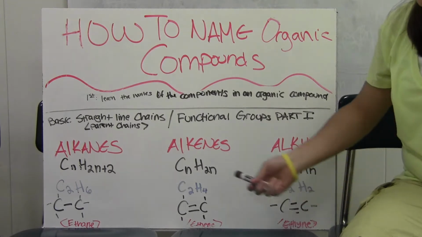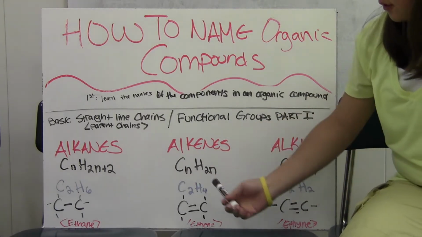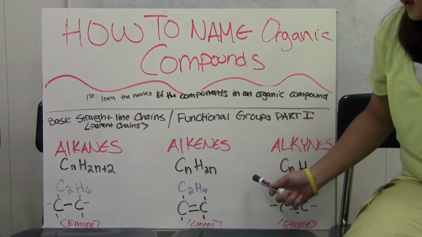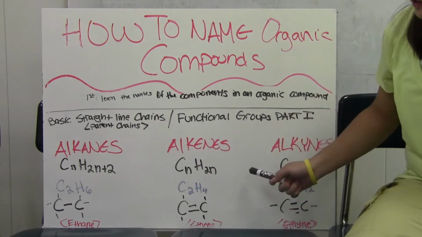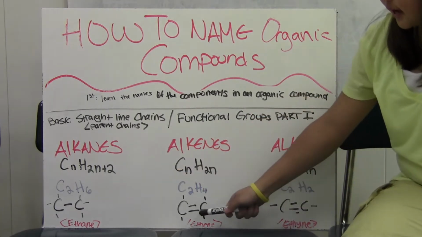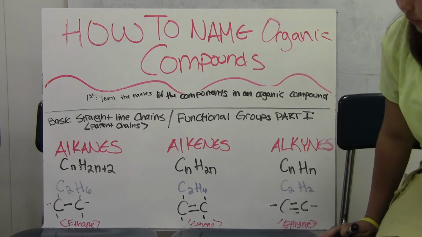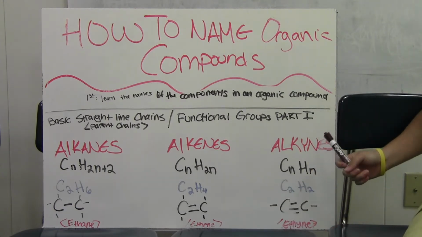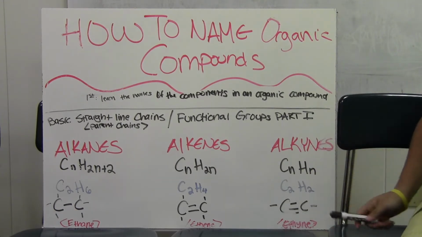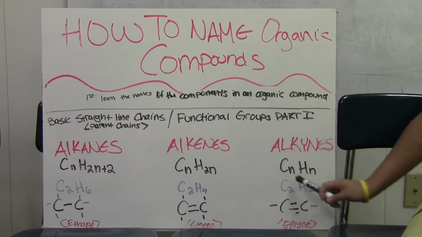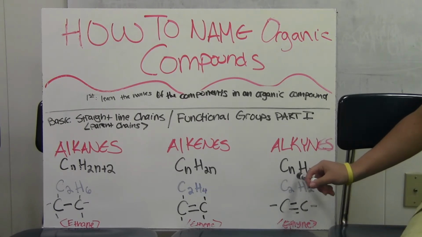Here we have something similar called alkenes. Alkenes have a formula of CnH2n. Now these are called alkenes because they, unlike the alkanes, have double bonds in their structural formulas. And here we have alkynes. Alkynes are different because they have triple bonds here. They have a formula of CnHn.